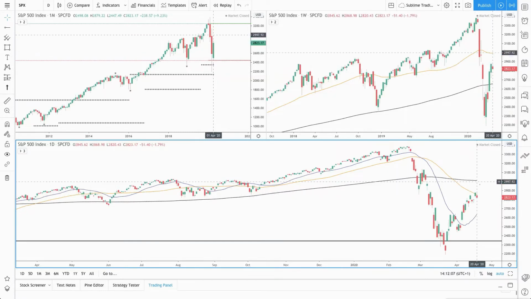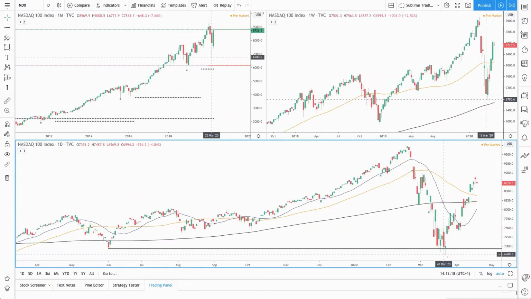So if price moves through this, then the next area of resistance is the 200 moving average. If we start seeing support levels broken, particularly the low of March, then that will be a strong sign of a continuation to the downside. Moving across to the Nasdaq.